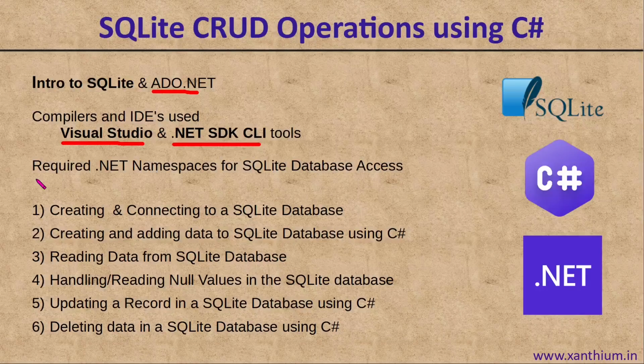We will teach you how to configure the IDE and how to download the required .NET namespaces using the NuGet package manager. Then we will learn how to create a SQLite database using C#, and we'll connect with that. Then we will learn to create a table in the SQLite database and insert data into that particular database. Then we will learn how to read and update data, the R and U part of the CRUD operations. Then we'll also learn how to handle reading null values that are present in the SQLite database. And finally, we will learn how to delete the data from the SQLite database.